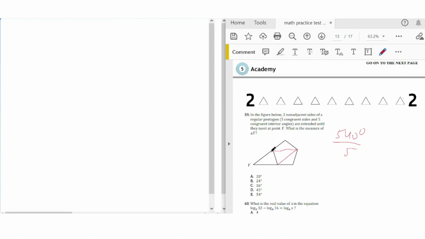Now, we have to figure out the measure of these two angles. To do that, we have to find the supplement of 108. Since these two angles are going to add up to 180 degrees, because this is a straight line here, we have to figure out what 180 minus 108 is. Now, 180 minus 108 is 72 degrees.